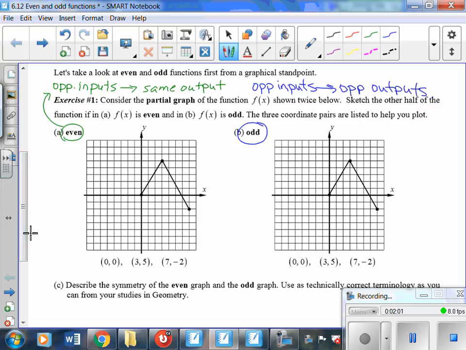So exercise 1 says, consider the partial graph of the function f of x shown twice below. Sketch the other half of the function if, in a, f of x is even, and in b, f of x is odd. The three coordinate pairs are listed to help you plot them.